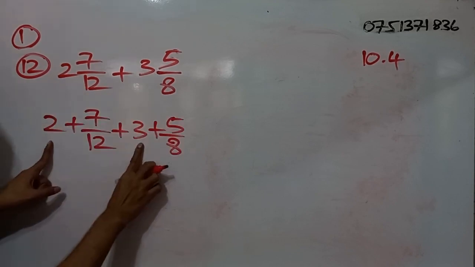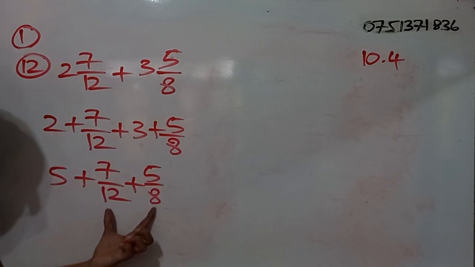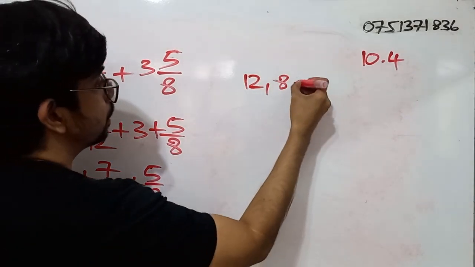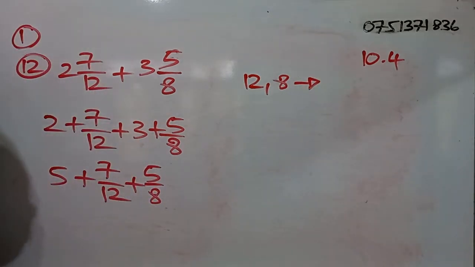Now we can add these two whole numbers. So 2 plus 3, it will be 5. Now we can add the fraction parts. So these are what? Unequal fractions. So what are the denominators? 12 and 8. So we will consider the LCM of these two numbers, which will be what?